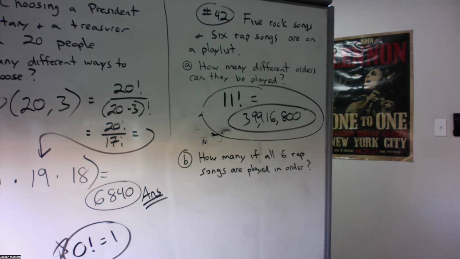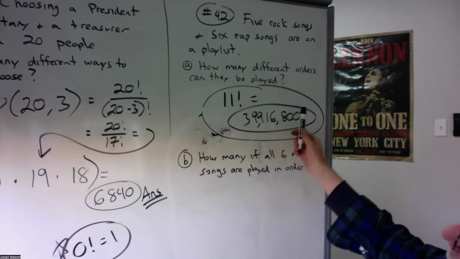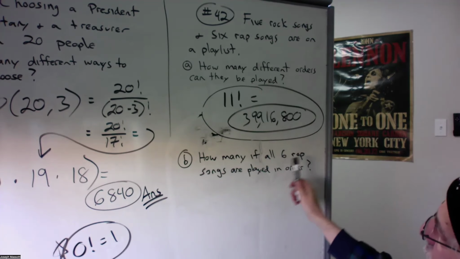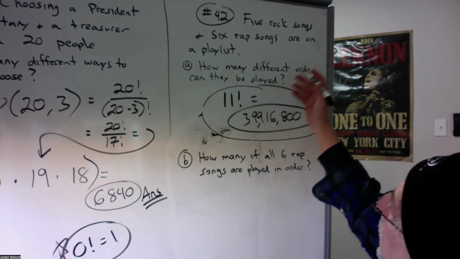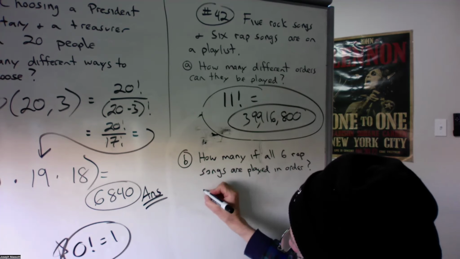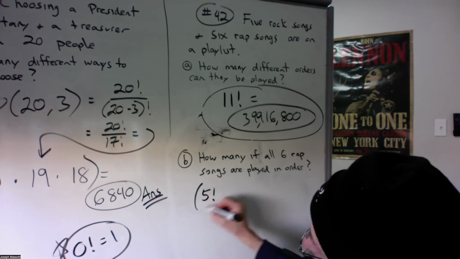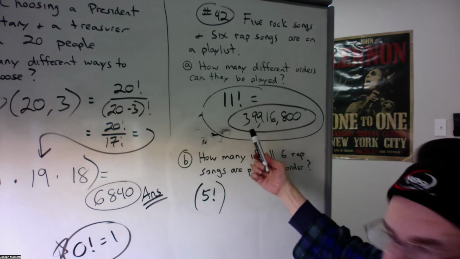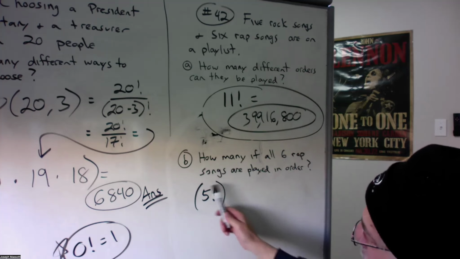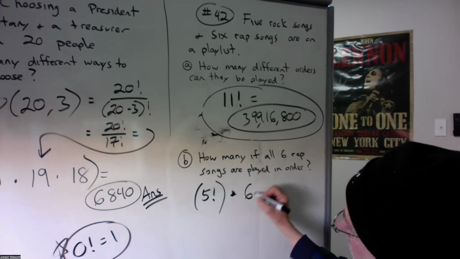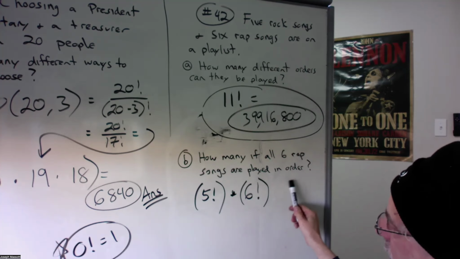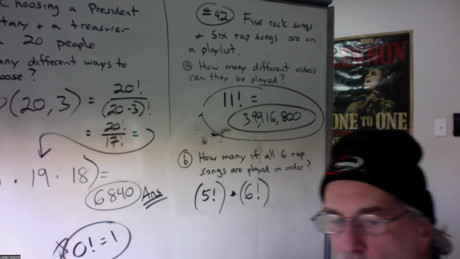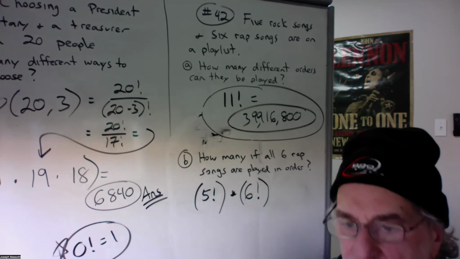All right, so now we're saying how many different ways can they be played if all 6 rap songs are played in order? So now all the 6 rap songs got to be played in order. So this is a little bit tricky because now let's look at the 5 rock songs. Well, they can be played in 5 factorial number of ways, right? Using the same logic that we used when there was 11. So the 5 rock songs can be played in this many ways. And then the 6 rap songs can be played in this many ways, right? Because now we're playing all the rap songs in order. And that doesn't mean the order matters. That just means we're playing all 6 rap songs in a row, right?